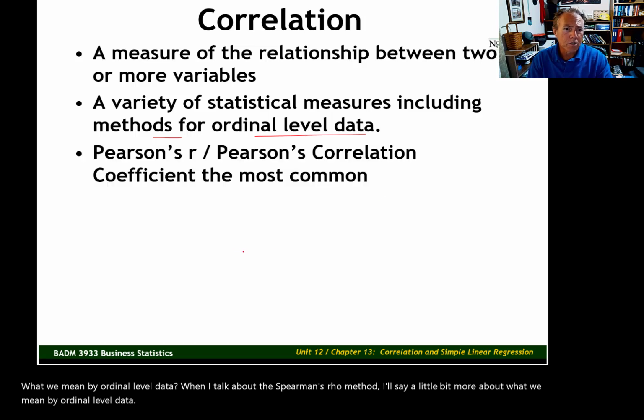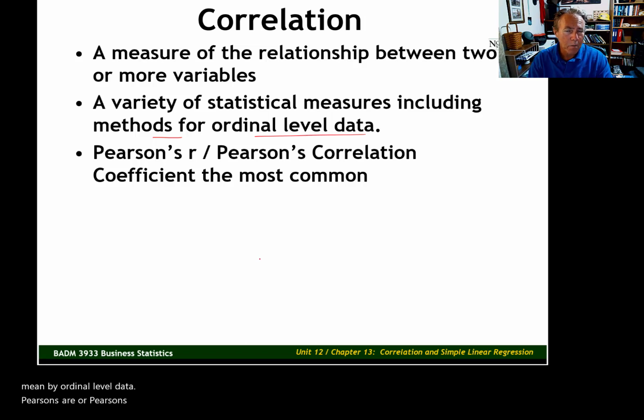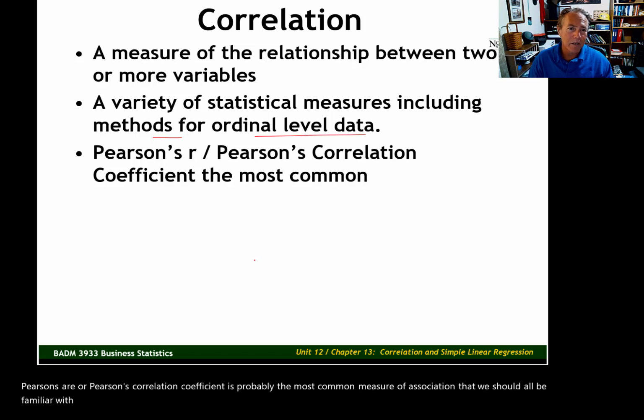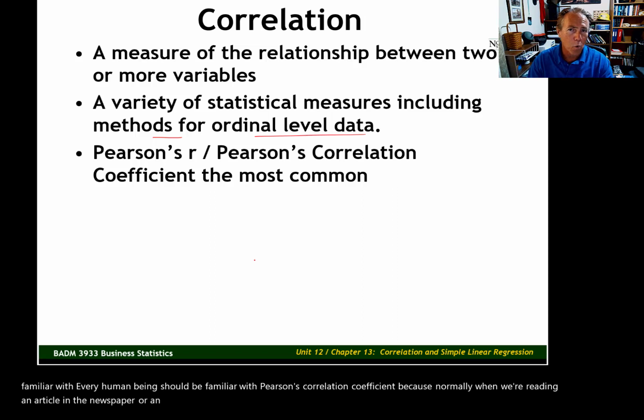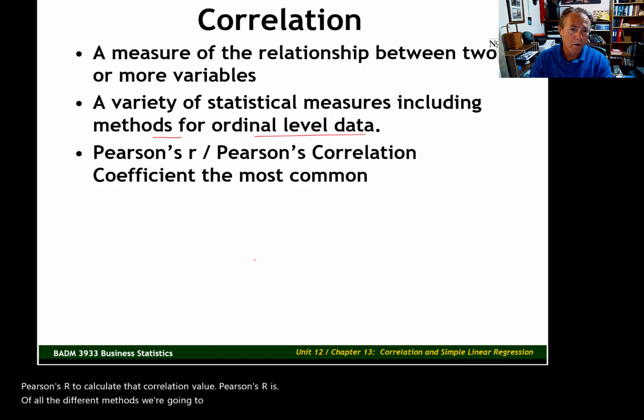Pearson's r, or Pearson's correlation coefficient, is probably the most common measure of association that we should all be familiar with. Every human being should be familiar with Pearson's correlation coefficient. Because normally when we're reading an article in the newspaper or an academic journal and they talk about correlation between variables, they would have used Pearson's r to calculate that correlation value. Pearson's r is, of all the different methods we're going to talk about, I think the most important.